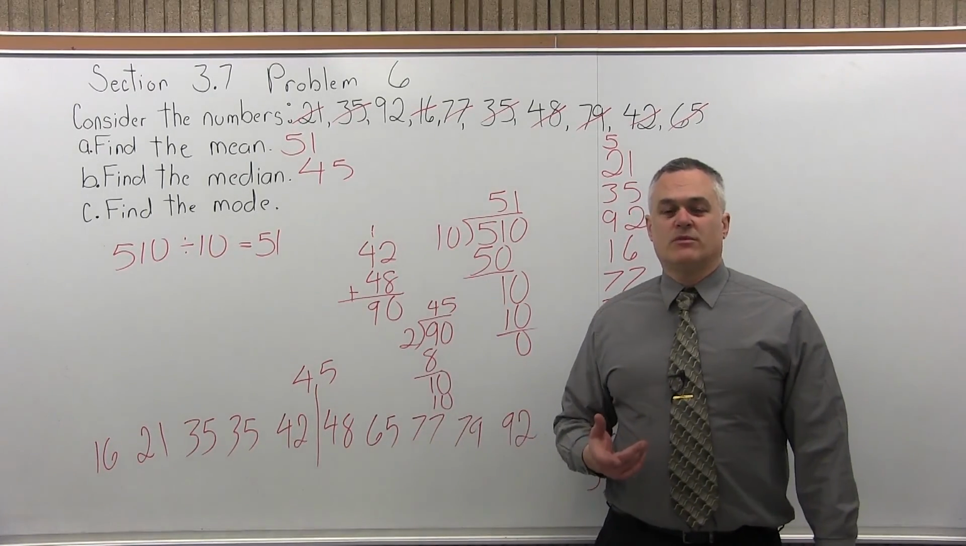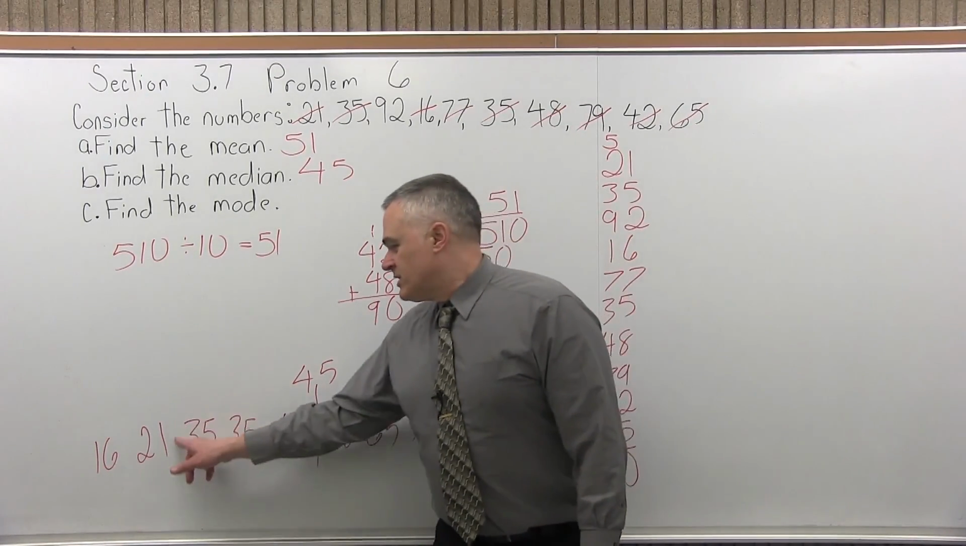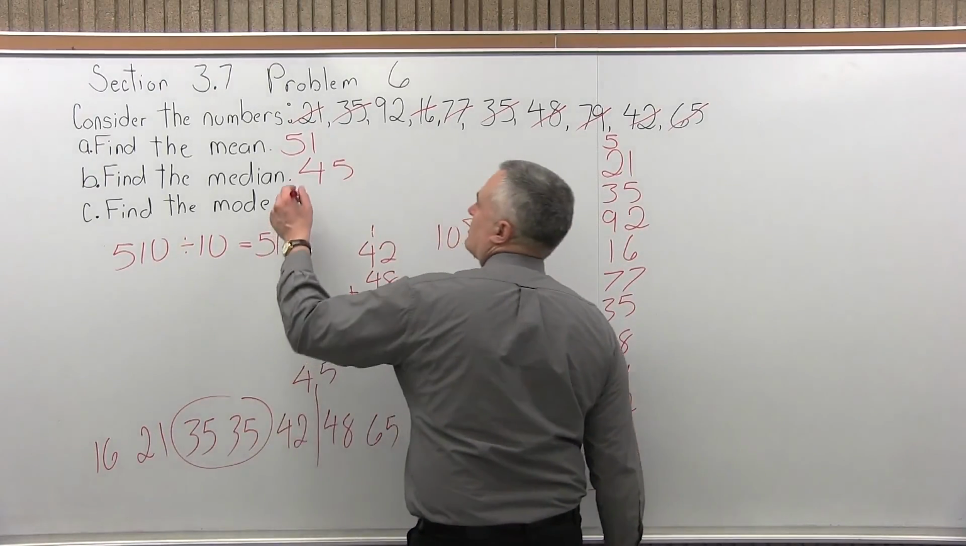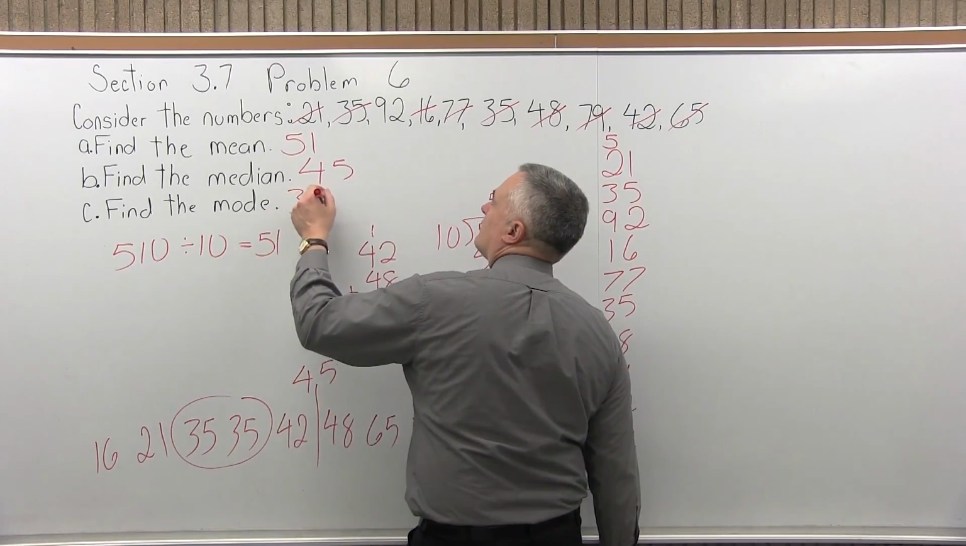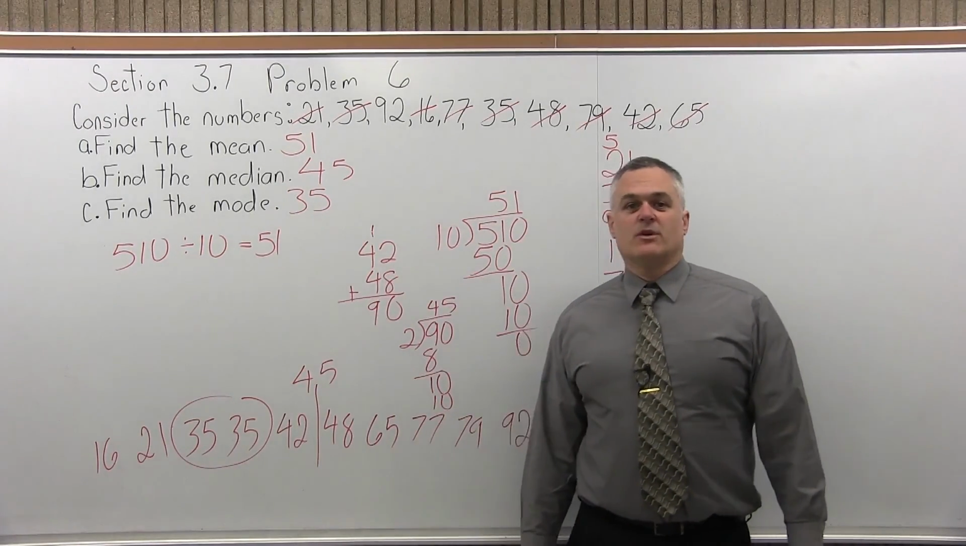Now, the last question, the mode. The mode is the number that occurs the most frequently in your list of numbers, which would be the 35. It's the only multiple occurrence. So the mode is 35. So for number 6, the mean is 51, the median is 45, and the mode is 35.